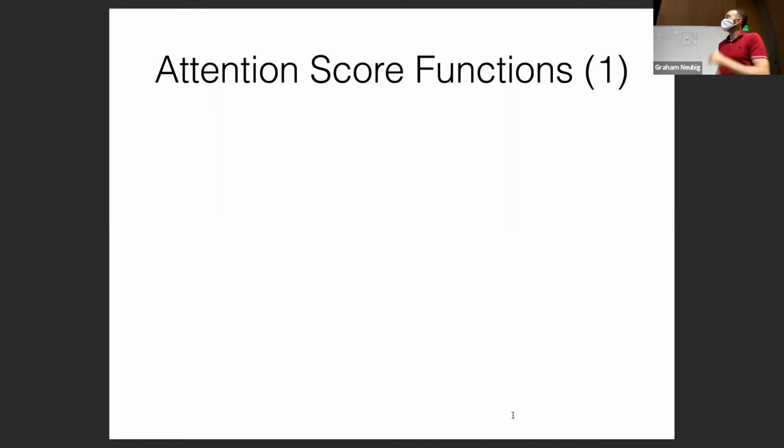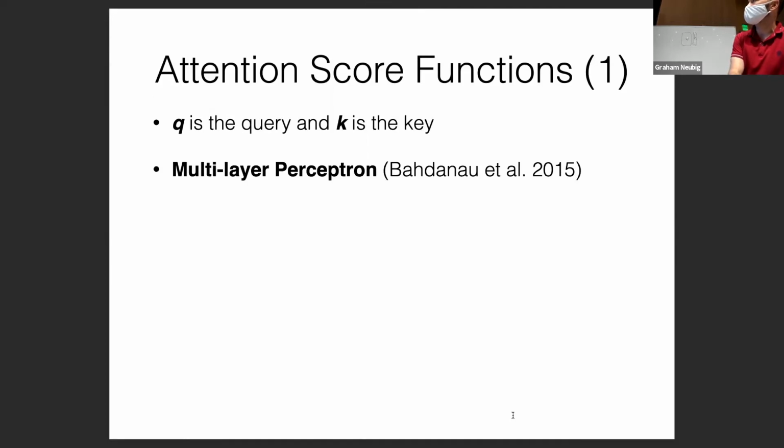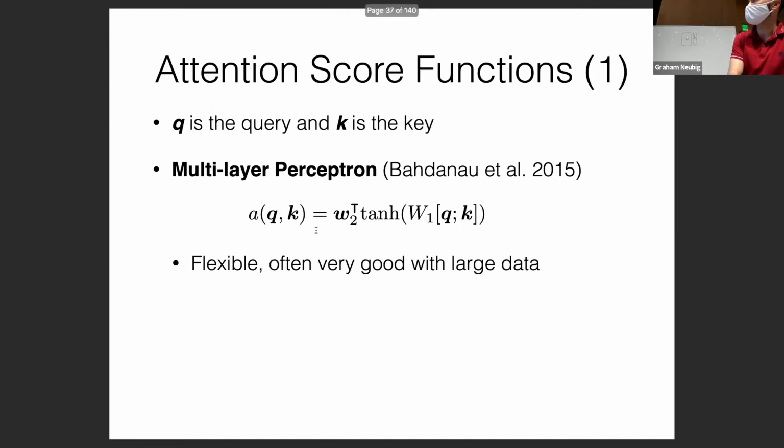I kind of skipped the part where we actually mentioned the attention score function. And the attention score functions, you could choose any number of them. Q is the query, K is the key. The original attention paper for machine translation used a multi-layer perceptron where basically you concatenate the query and the key, you multiply them by a weight matrix, do a nonlinearity, multiply them by another weight vector, and that gives you the score. This is a flexible method that is often good with large data, but there are other options as well.